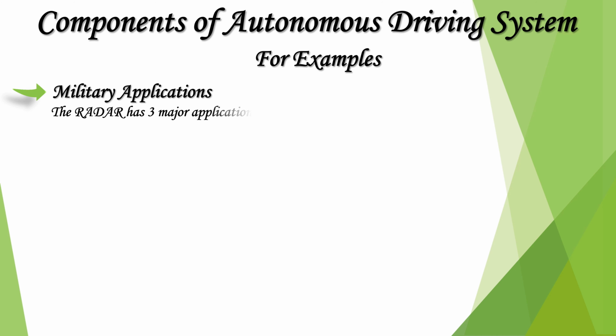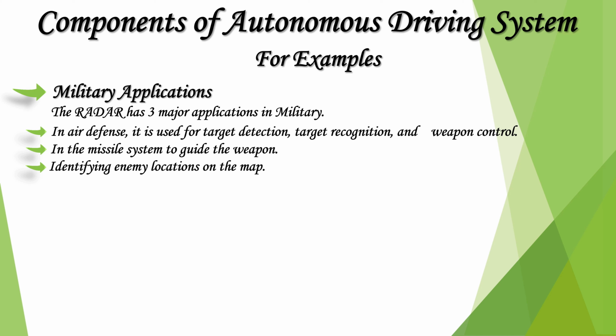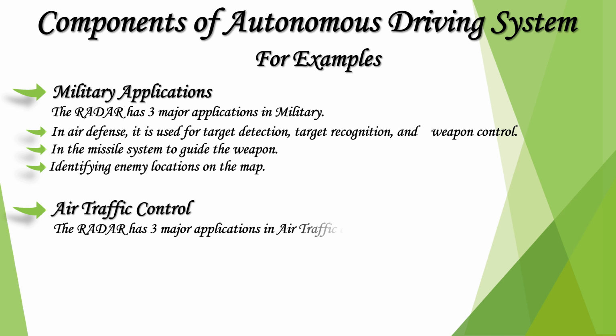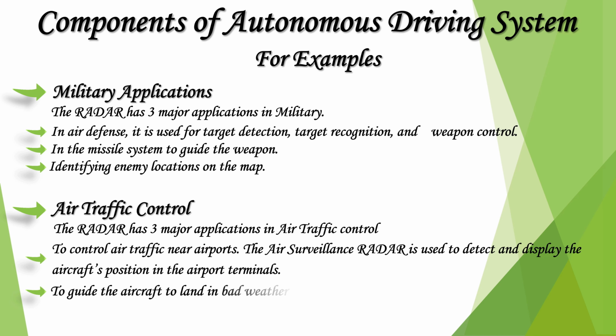For example, military applications. The radar has three major applications in military. In air defense, it is used for target detection, target recognition, and weapon control. In the missile system to guide the weapon. Identifying enemy locations on the map. Air traffic control. The radar has three major applications in air traffic control. To control air traffic near airports. The air surveillance radar is used to detect and display the aircraft's position in the airport terminals. To guide the aircraft to land in bad weather using precision approach radar.